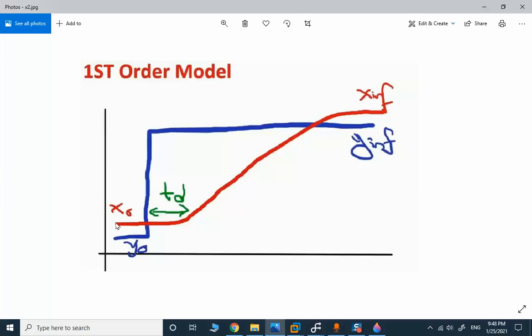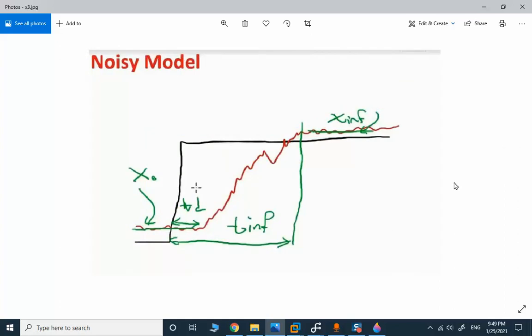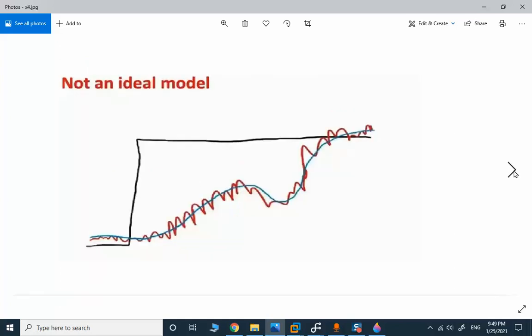X0 is the initial temperature value, and X infinity is the final temperature value. If we have a noisy model, it's an acceptable noisy model. It's also possible for us, with this level of noise, to determine X0, TD, T infinity, and X infinity. So it's acceptable for us to gather this data and apply it to the application and get a somehow valid model and valid optimal parameters.